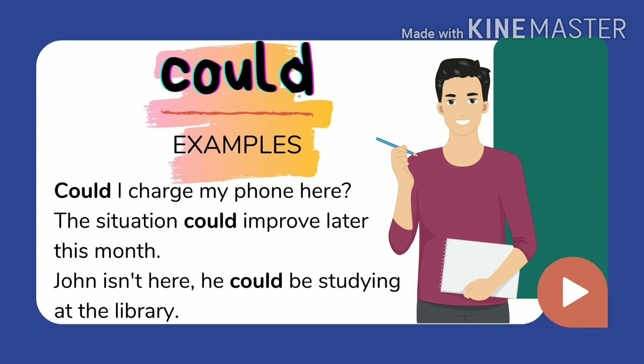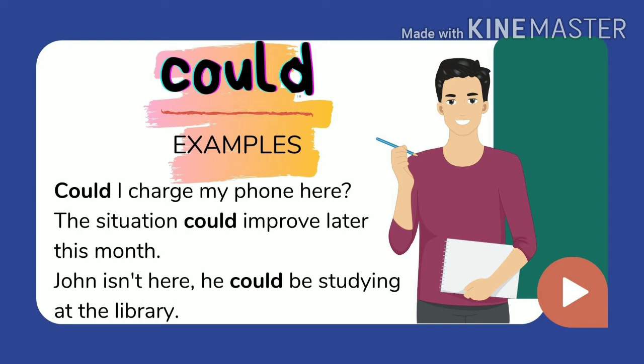Next is, the situation could improve later this month. So we have used the modal could, which means that the situation right now could improve next month. Could means possible. So it still depends on what will happen.